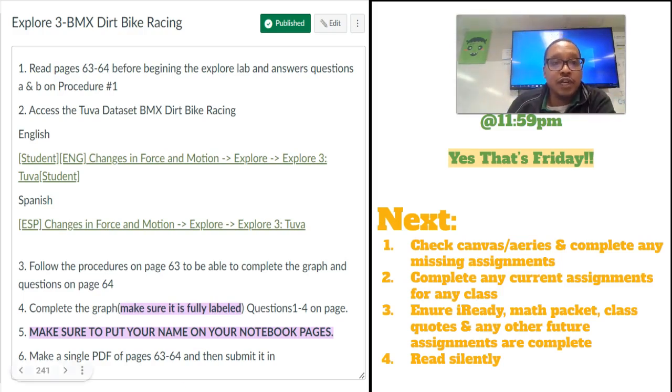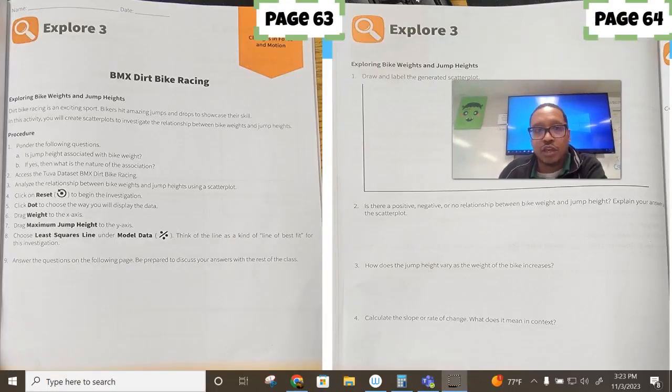Then we'll access Tuva. I have put it for English, and I've also put it for Spanish. So click the one that correlates to you, okay? Then follow the procedures on page 63 to complete the graph and answer the questions on page number 64. Make sure the graph is fully labeled, answer questions 1 through 4, and put your name on it. Make a single PDF of pages 63 and 64 and turn it in. Those are the instructions. So let's go ahead and move on to the actual pages, okay?